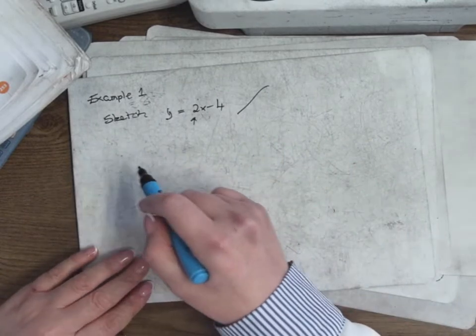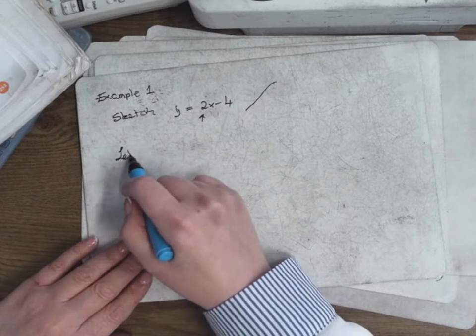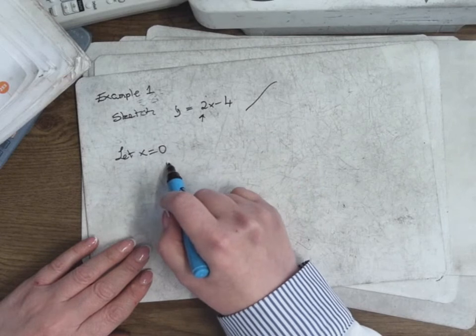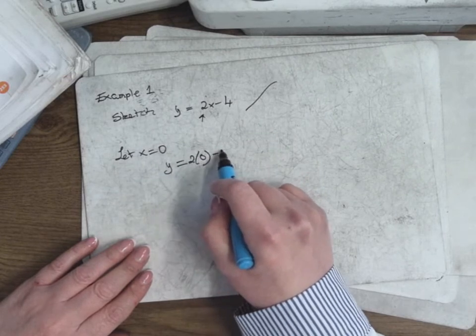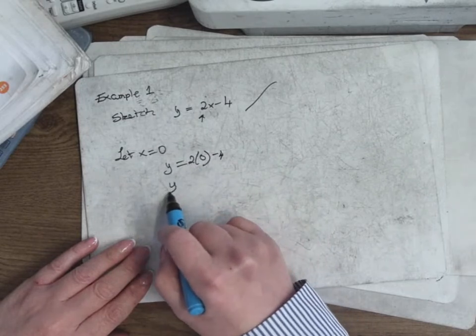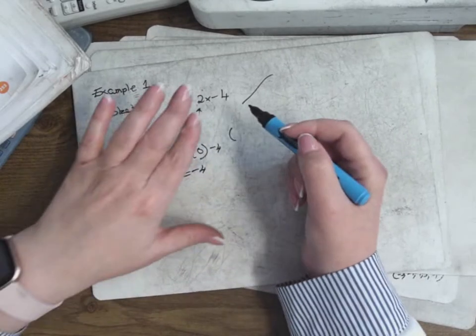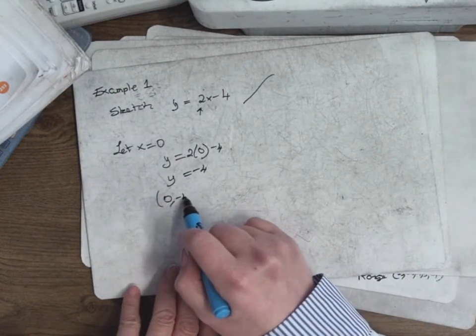Okay. So the easiest 2 points, I said, are to let x equal 0. So let x equal 0. Everywhere I see an x, put in a 0. So 2 times 0 minus 4. So that means y is equal to minus 4. So there's 1 point, 0, minus 4. So x is 0, y is minus 4.